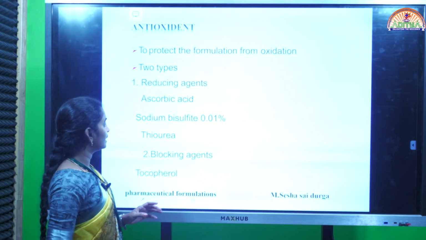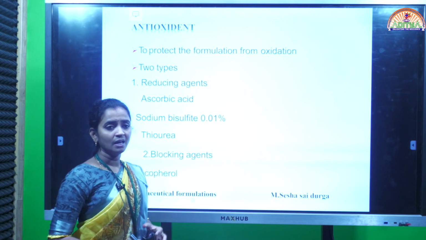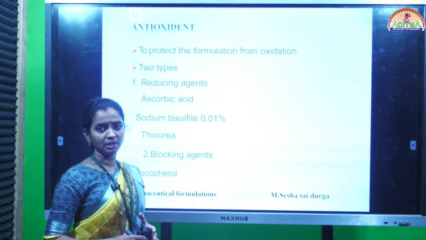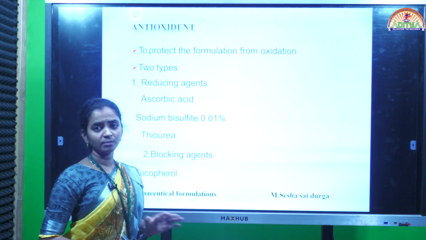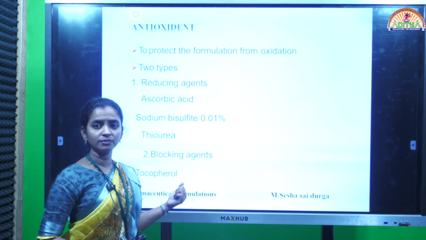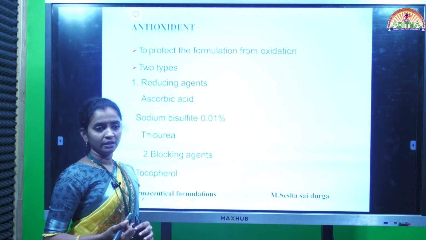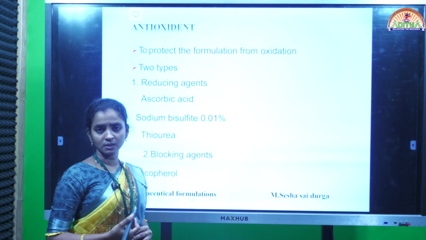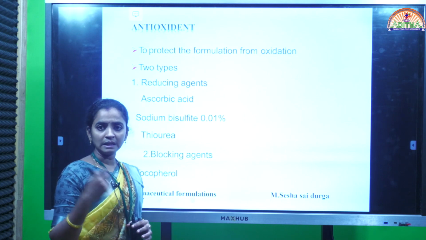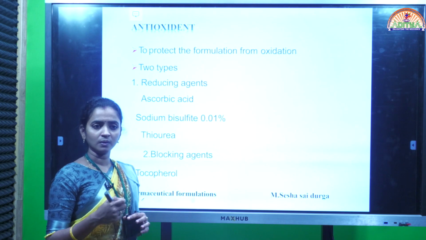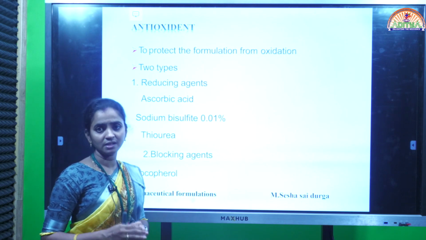Next one is antioxidants. What is the purpose of antioxidants? Antioxidants are used in the formulation to prevent oxidation. Oxidation can be prevented by the addition of these antioxidant agents. After manufacturing, due to atmospheric oxygen, or if there is any release of oxygen or oxygen free radicals within the product, it leads to an oxidation reaction.